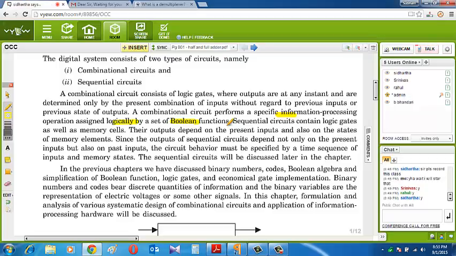Now what is a sequential circuit? A sequential circuit contains logic gates as well as memory cells. It needs logic gates and memory cells, because I told you a sequential circuit is dependent not only on the input, it depends on the previous output also. When we say previous output, that means there is a need for a place where the previous output will be stored, and when storing comes in, the memory cell is introduced. So for a sequential circuit we not only need the logic gates, we need a memory cell also. Is it clear?